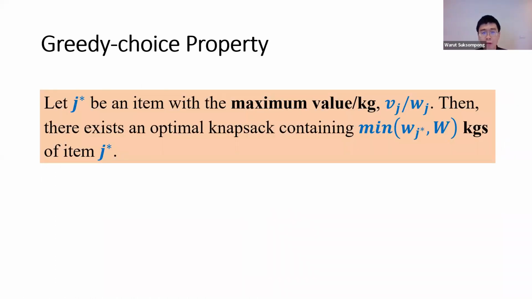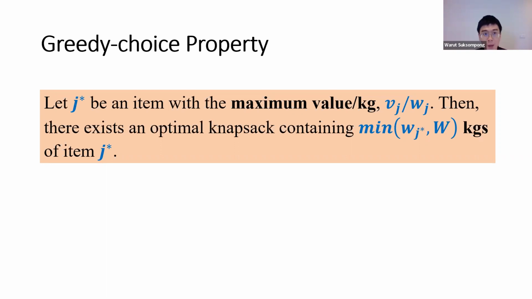And in order to prove that this greedy algorithm gives you the optimal solution, the important component is what's known as the greedy choice property. This is on top of the optimal substructure, right? Remember, for dynamic programming, you only have this optimal substructure, but for greedy, you also need to prove a greedy choice property. That essentially says that when you make a greedy choice, it's the right choice. It doesn't hurt to make this choice. So in this case, suppose j star is an item with the maximum value per weight, value per kilogram. So that's Vj divided by Wj.